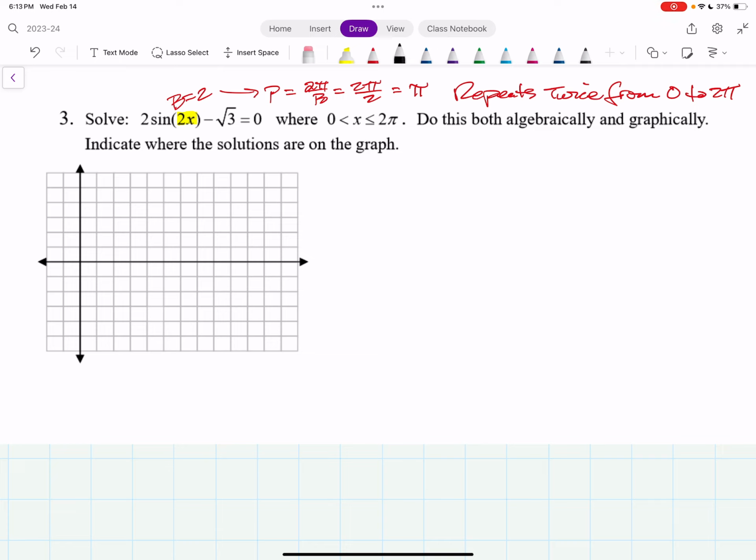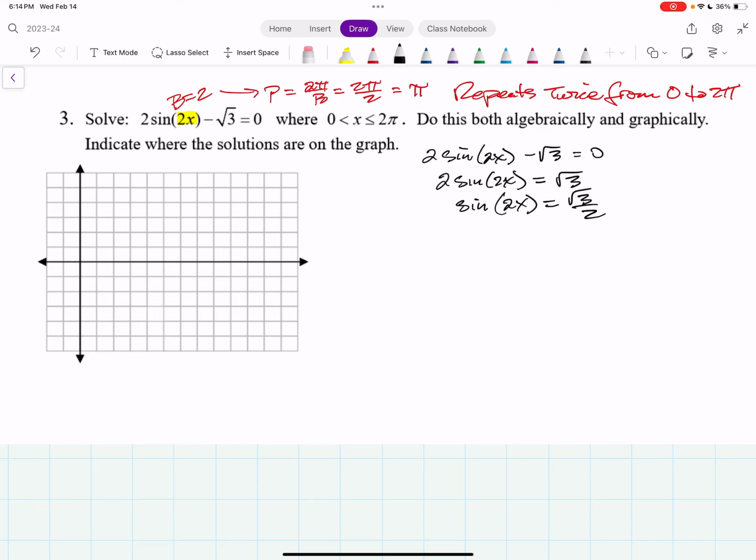All right, so here we go. Let's take the equation 2 sine of 2x minus root 3 equals 0. And let's isolate the sine function. First of all, we add root 3. So 2 sine of 2x has got to be equal to positive root 3 when you add it. Add root 3 to both sides. Divide by 2. So you get sine of 2x is equal to root 3, divided by 2 because you divided both sides by 2.